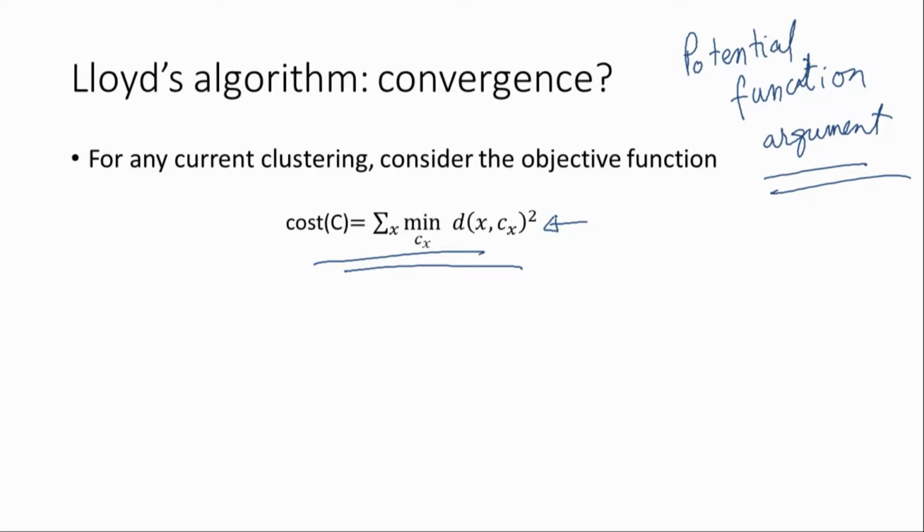So consider the objective function. My claim is that every step of the algorithm is never increasing this objective function. It is always decreasing this objective function strictly. Why is that? So what are the steps of the algorithm? Let us go over the steps.